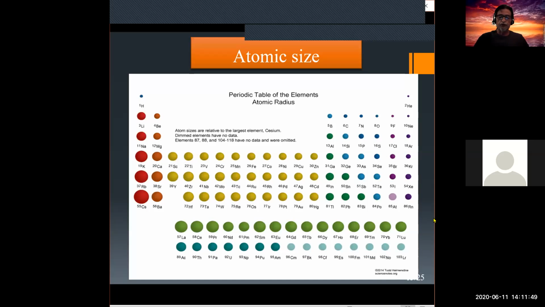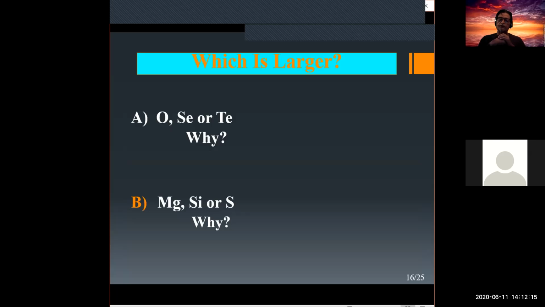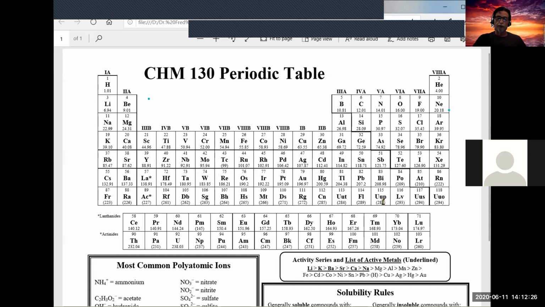There's a picture here to give you a general trend. As always, nothing's 100%, and so the radius does hop around in certain places, but in general, you can see that from left to right, the radius gets smaller, and from top to bottom, the radius of the atoms gets bigger. Okay, so you might ask the question, which is larger, oxygen, selenium, or tellurium? To answer that question, we need the periodic table, and so we've got to find them.